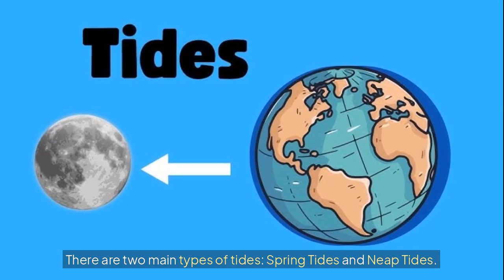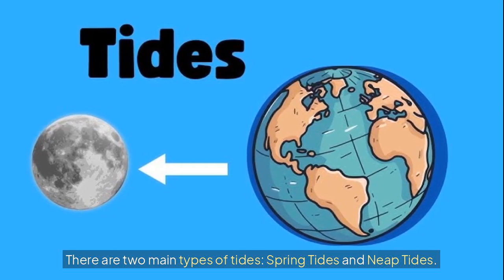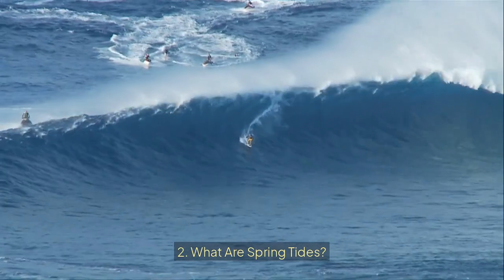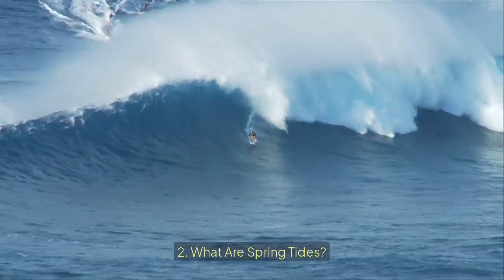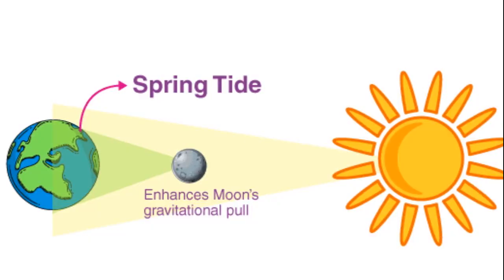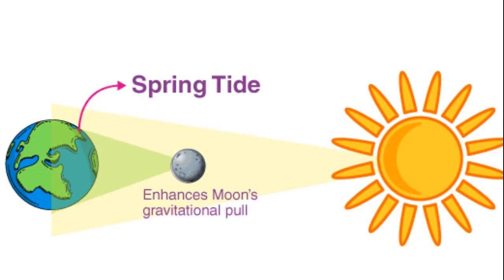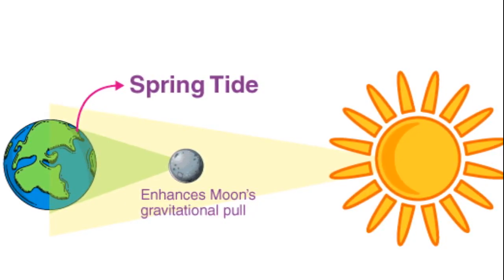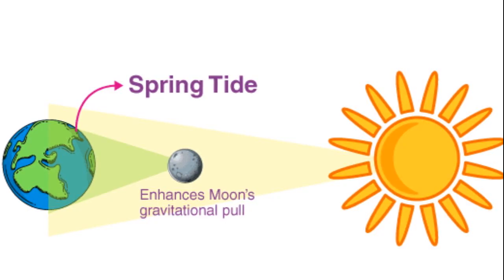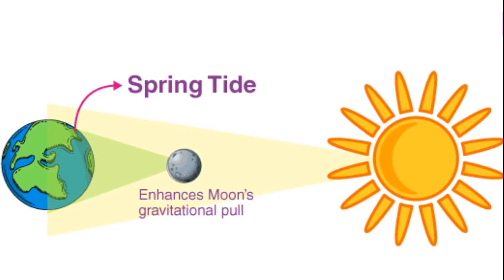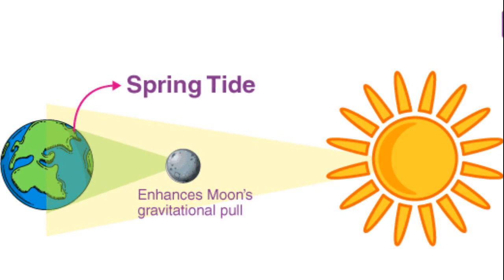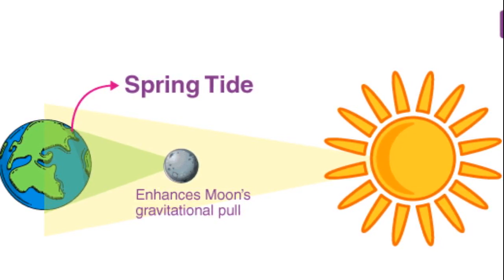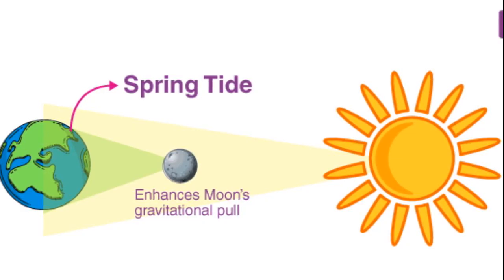There are two main types of tides, spring tides and neap tides. Let's explore spring tides. Spring tides are the strongest tides, where the water rises and falls the most. Spring tides occur twice a month when the sun, moon, and earth are in a straight line. This happens during the new moon and full moon phases.